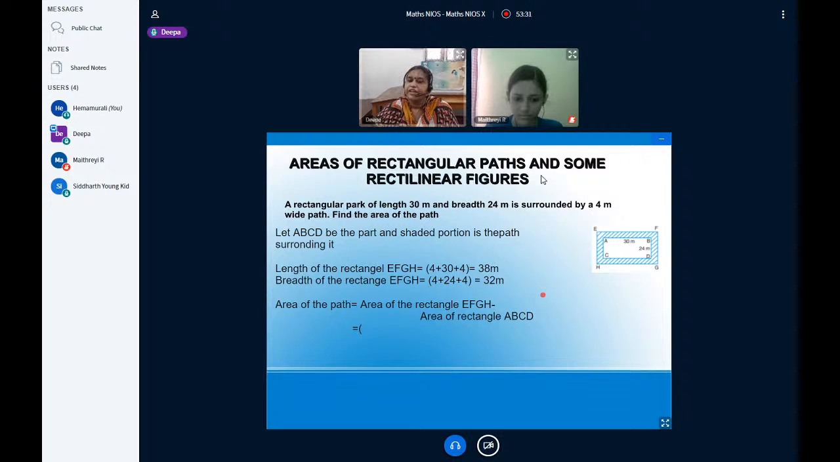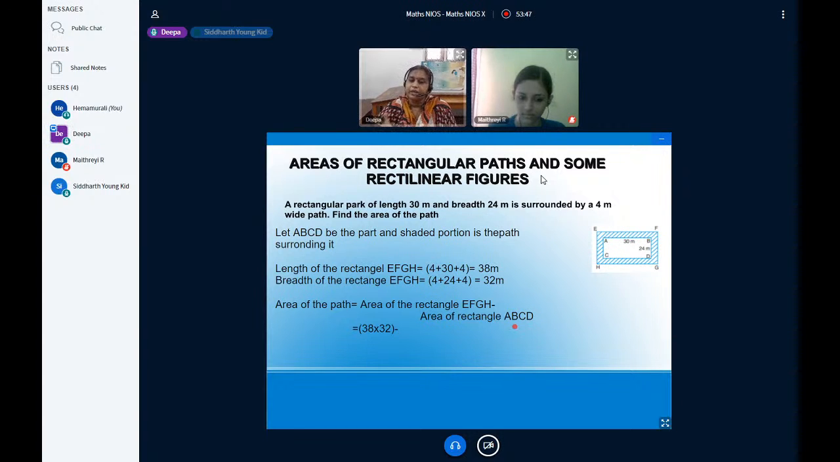EFGH? The area of a rectangle formula is length into breadth. What is the length of the outer rectangle? 38, and the breadth is 32. So 38 into 32, right? This is the area of the rectangle EFGH.